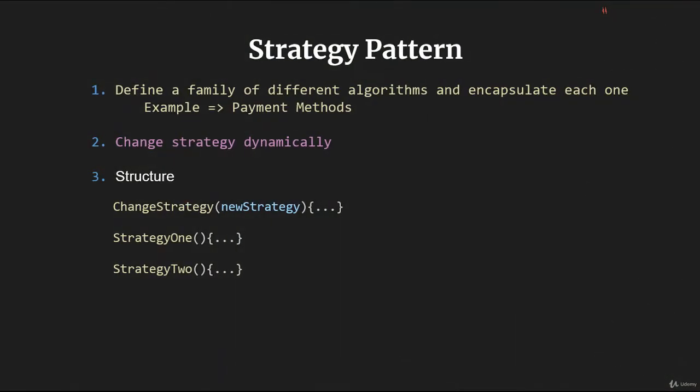Let me introduce the strategy design pattern, which is one of the powerful patterns. Use a strategy when you need to define a family of algorithms, encapsulate each one, and make them interchangeable. The strategy design pattern allows us to change the strategy dynamically, perhaps based on user preferences or independently. We can do it by adding a method change strategy to the class that implements the strategy pattern.